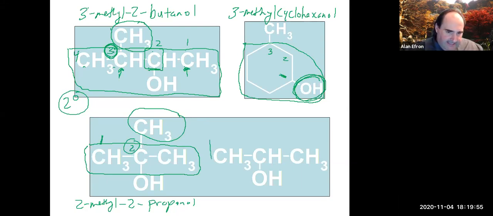And lastly here, we have 3 carbons in a row with nothing else attached. And we do give the location there as 1 and 2. And this would be 2-propanol.